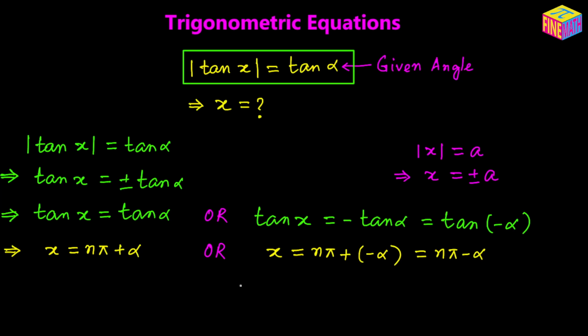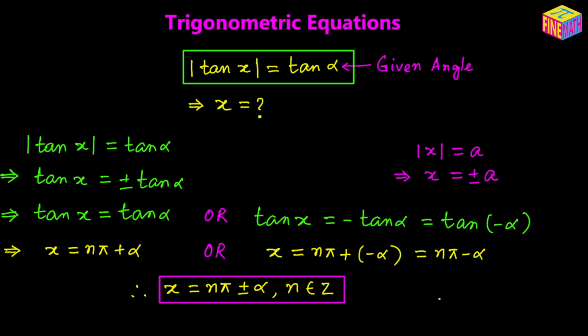So now if we combine them together, one solution says x can be n times pi plus alpha, and the other solution says x also can be n times pi minus alpha. If we combine them, we can write x equals n times pi plus or minus alpha, where n is an integer, of course. And that is the general solution for our original trigonometric equation, which is absolute value of tangent of x equals tangent of alpha. The solution here is that x will be equal to n times pi plus or minus alpha, so any integral multiple of pi plus or minus alpha.